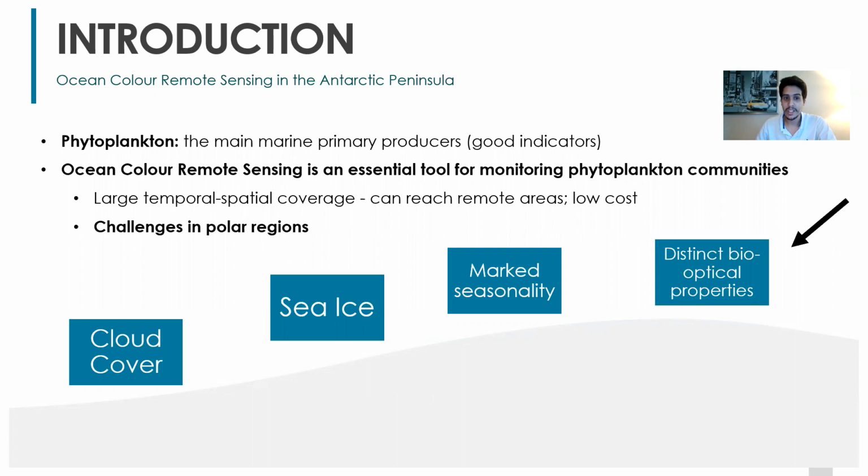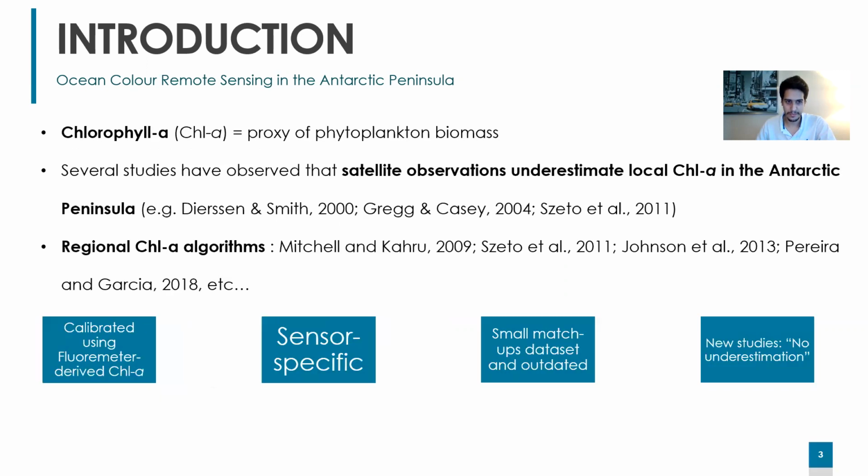However, it has its challenges in polar regions, for instance, the extensive cloud cover, the sea ice, the marked seasonality, and the distinct bio-optical properties that characterize these waters. Chlorophyll A is a proxy of phytoplankton biomass, and it has been seen to be underestimated by satellite observations in the Antarctic Peninsula. As such, several regional chlorophyll A algorithms have been developed, and most of these have several limitations.